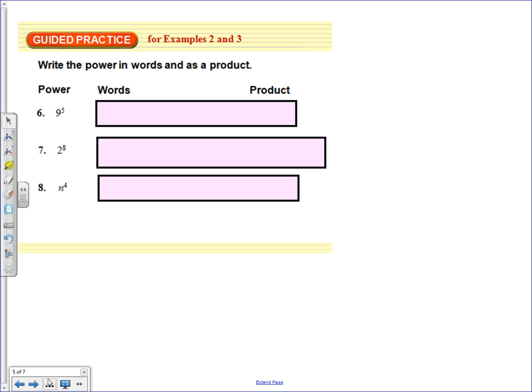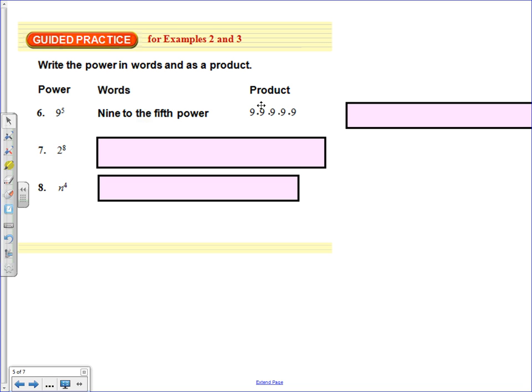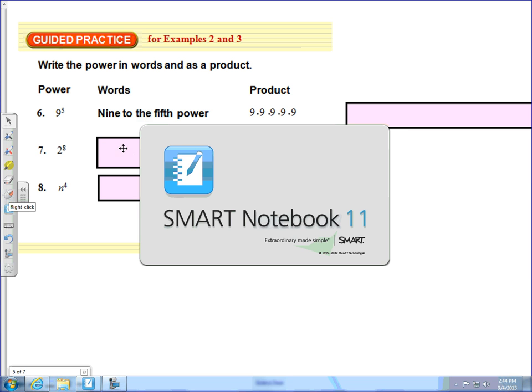These guided practice problems go along with example 2 and example 3. The directions read, write the power in words and as a product. Problem number 6 has 9 to the 5th power. That would be our words, 9 to the 5th power. Written as a product means we're going to have 9 times 9 times 9 times 9 times 9. We can use the raised dot to represent multiplication, or if you so choose at this point, you could also use the multiplication sign. Problem number 7, we have 2 to the 8th power.